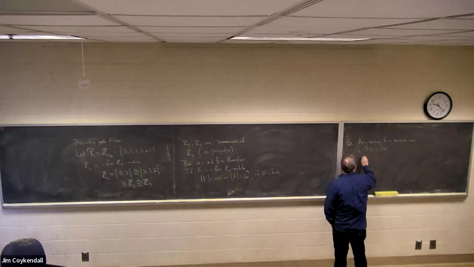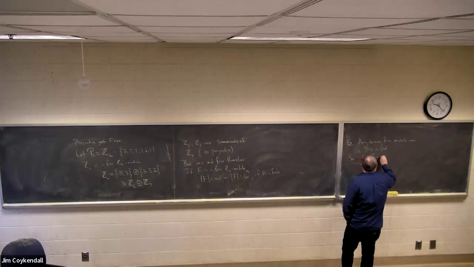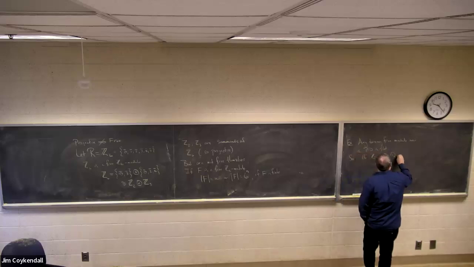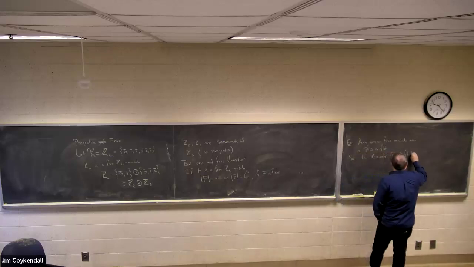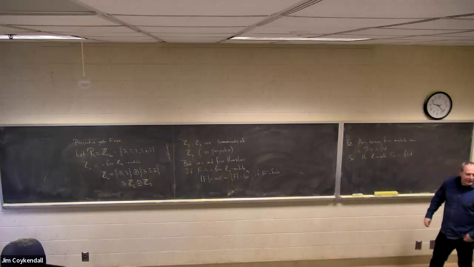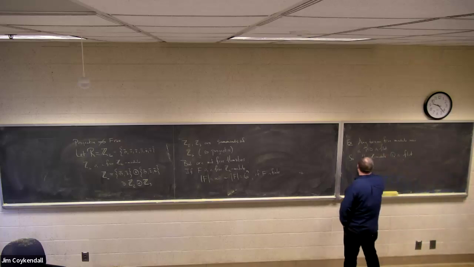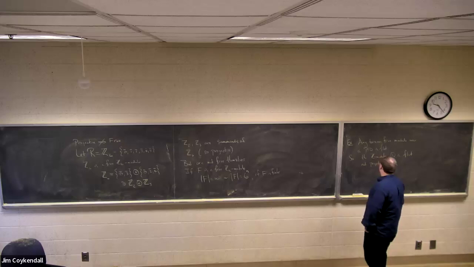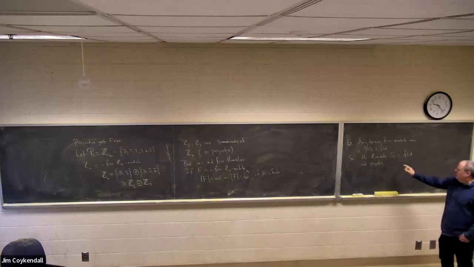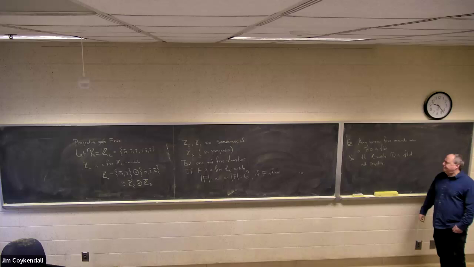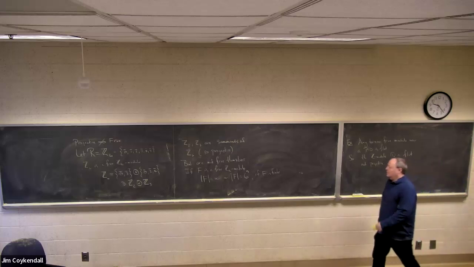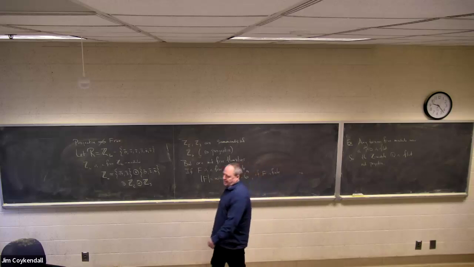So, the Z module Q is flat because it's torsion free. Z is a principal ideal domain, but Q is not projective. You can do this directly, or you can use the theorem that we're going to come to in a bit, just to make this easier.